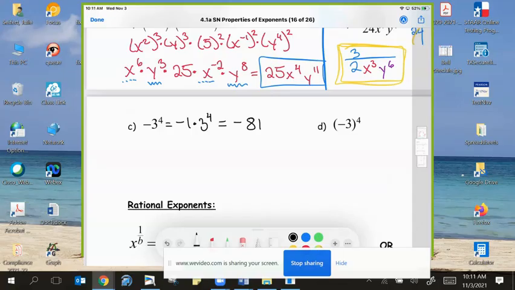On part D, the parentheses mean that the negative 3 is being raised to the 4th power, not just the 3. The negative sign is included as well. This is still going to be an 81. A negative to an even power is positive. So part D is positive 81. Parentheses matter.